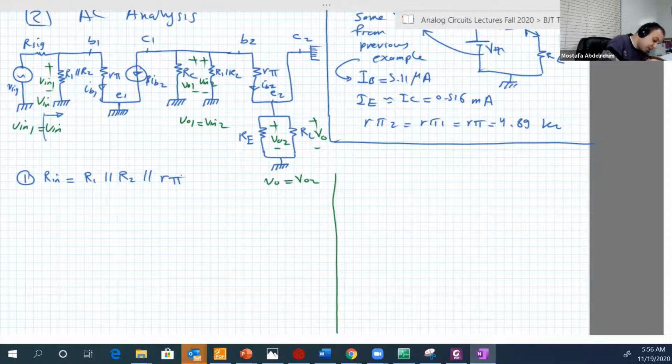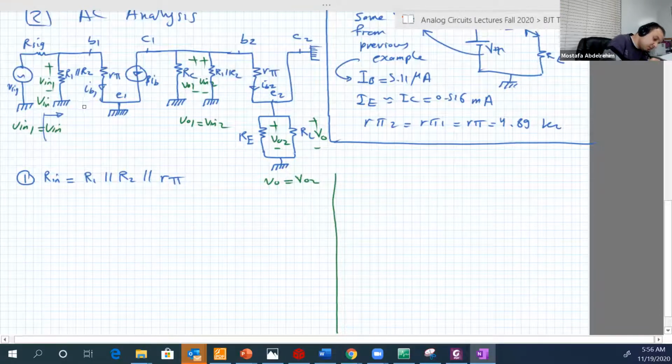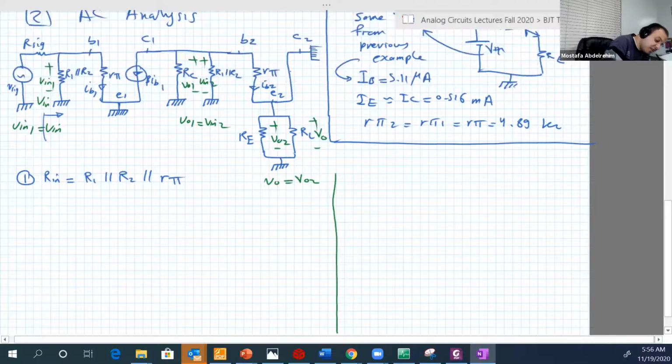I'm sorry, this is IP1, not IP2. This is IP1, and here is, I'm sorry, I forgot to draw IP2, beta IP2.